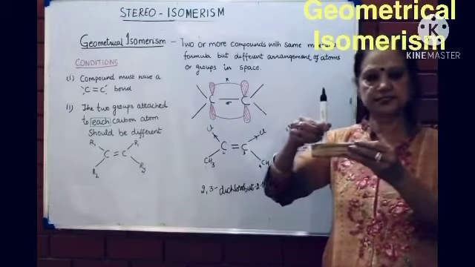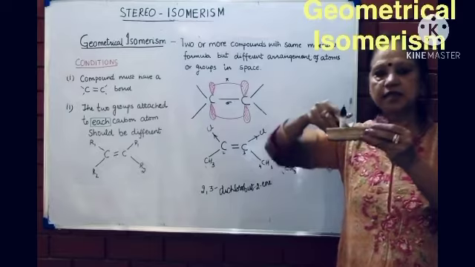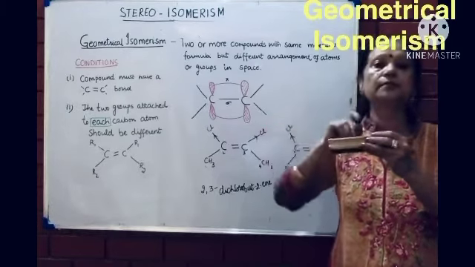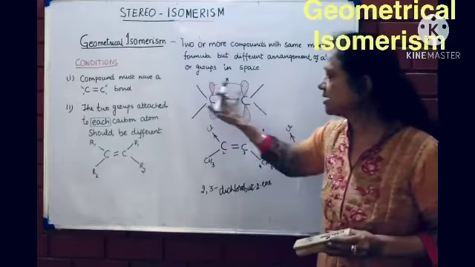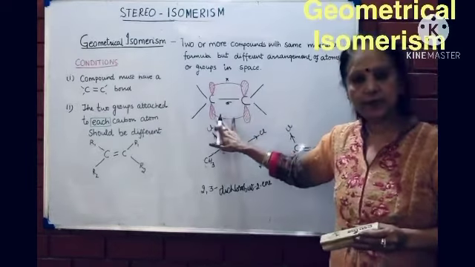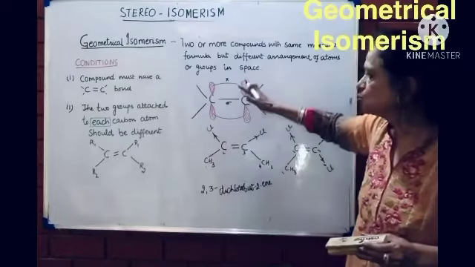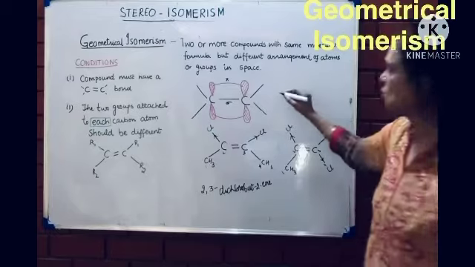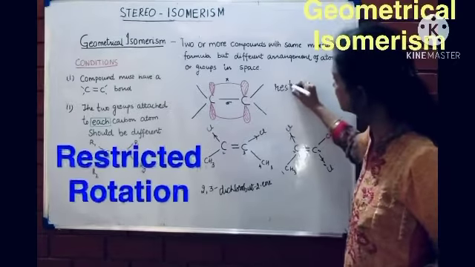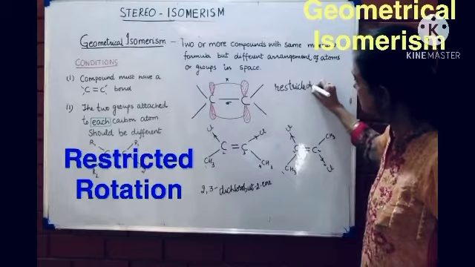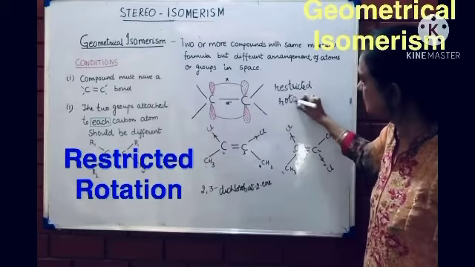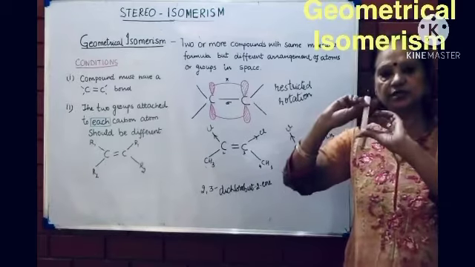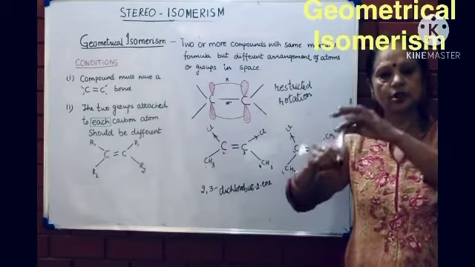Like this is the p orbital, it can move only till here. If it starts moving completely, it breaks. So there is a p orbital overlap at this point, which can move only halfway. This halfway movement of the p orbital is known as restricted rotation. That is, rotation is not complete, but is restricted to some point. It is moving, but only till here, it cannot move till here.